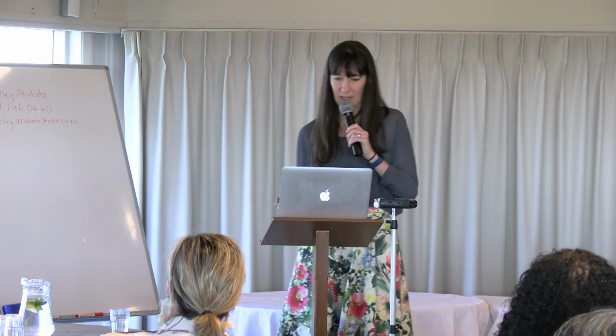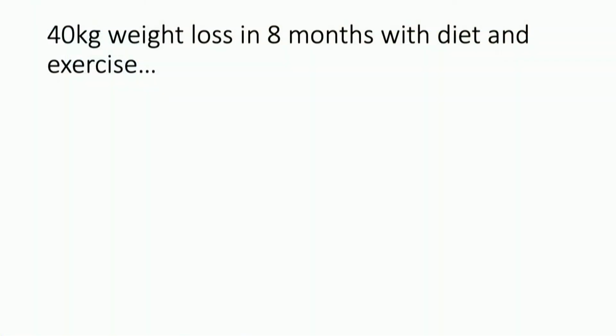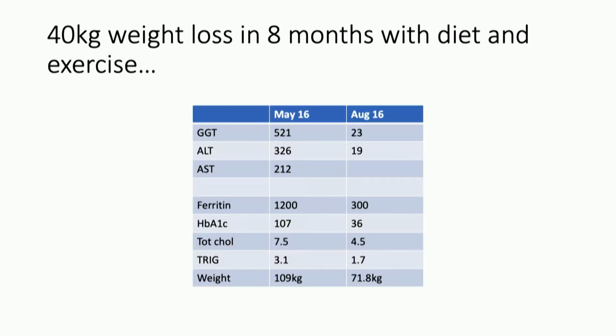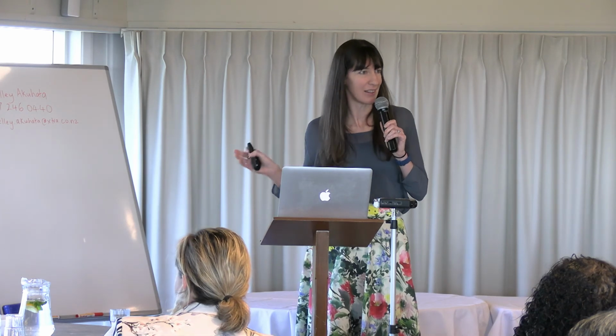So he managed to take on board advice and went away, and things improved. There we go. Sorry. So just completely normalised. The ferritin went from 1200 to 300. His diabetes disappeared. And that's just with lifestyle change. So I know that this is a marked example, but it works.